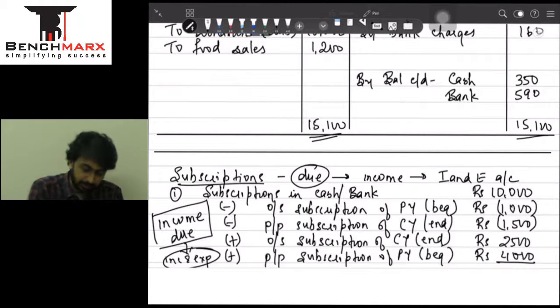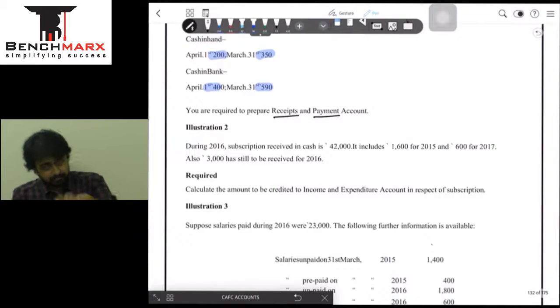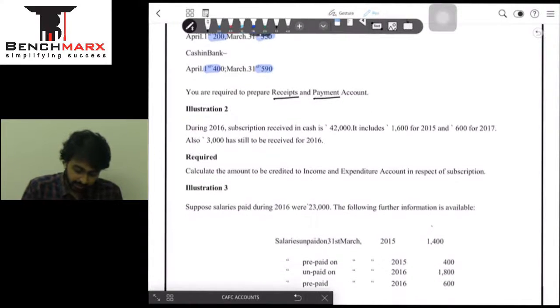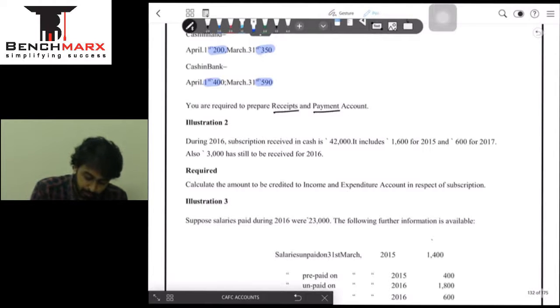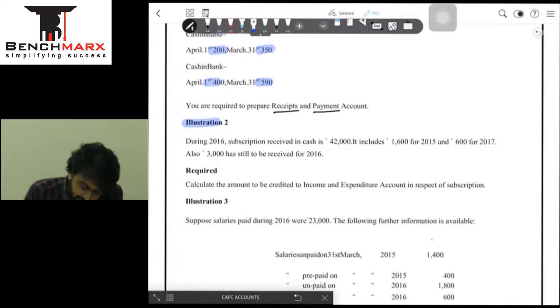With this in mind, we will be jumping toward question number 2, where we are simply focusing on subscription so that your subscription concept becomes properly clear. All set? Hopefully, yes. Let us start question number 2. And it is completely on subscription. We are not doing final accounts. Let us read. During 2016, subscription received in cash is 42,000.